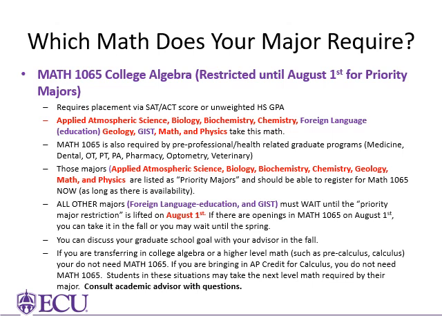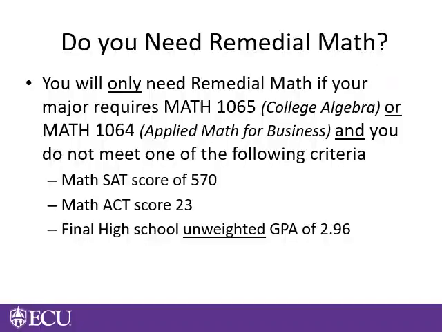Remember, if you are transferring in a college-level math course, such as college algebra, pre-calculus, or calculus, you do not need Math 1065. Please consult your advisor with questions. So let's review. Do you need remedial math? You only need remedial math if your major requires Math 1065 or Math 1064, and if you do not meet one of the following criteria: a minimum Math SAT score of 570, or a minimum Math ACT score of 23, or a minimum final high school unweighted GPA of 2.96.